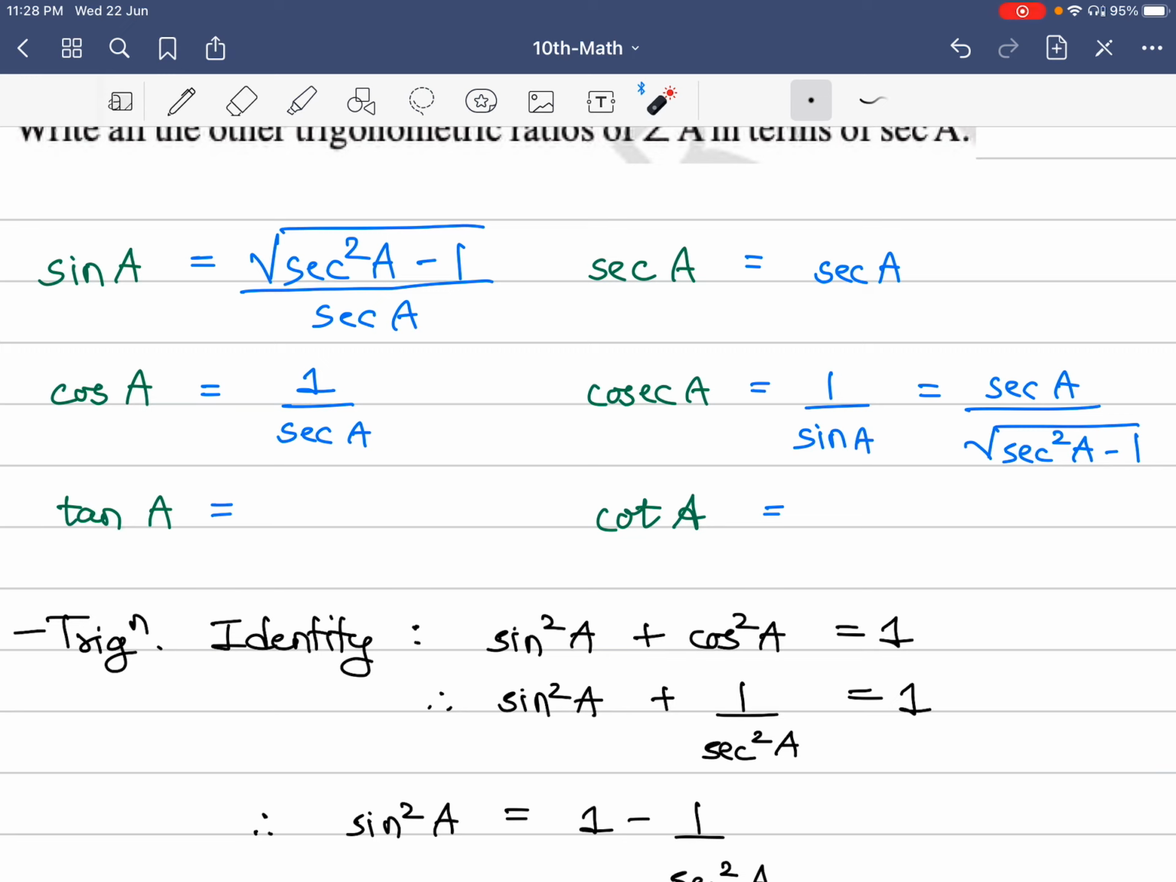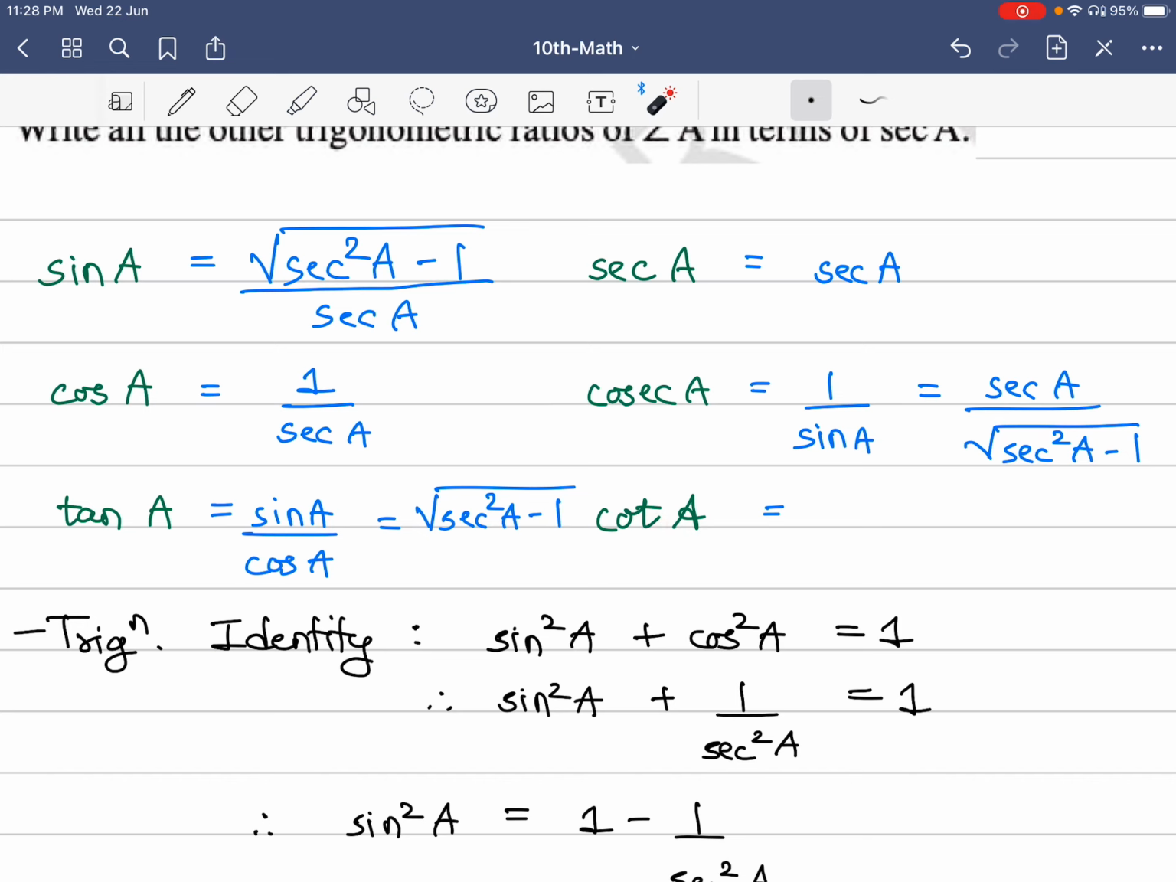Now what remains is tan A and cot A. Once again, by definition, tan A is nothing but sine A divided by cos A. So tan of A is nothing but sine of A divided by cos of A. Now we already have both sine A and cos A in terms of sec A. We are just going to perform their division. So this term divided by this term. As you can clearly see, sec A in the denominator will cancel. So tan of A is just going to be under root of sec square A minus 1. Okay, this becomes our tan of A.